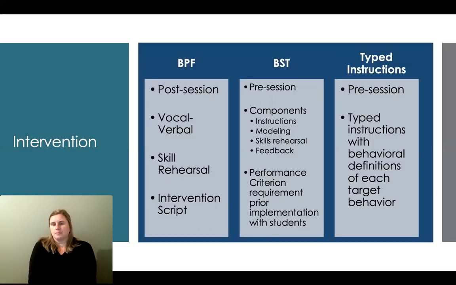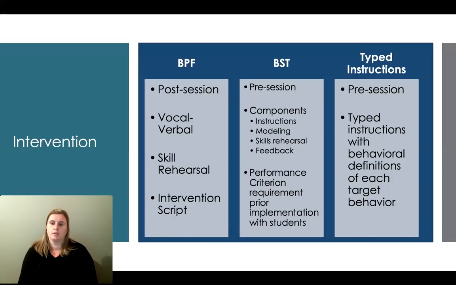This abbreviated training strategy was also compared to behavioral skills training. So behavioral skills training specifically was delivered pre-session, or before the intervention. Specific components employed included instructions, modeling, rehearsal, and feedback. A performance criterion requirement was established prior to implementation with students.